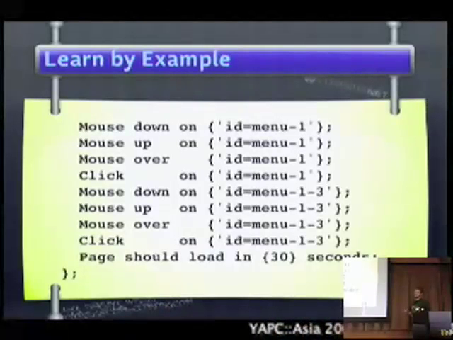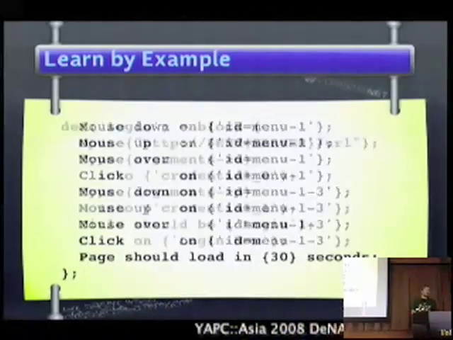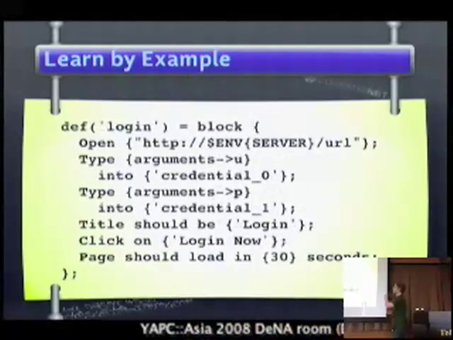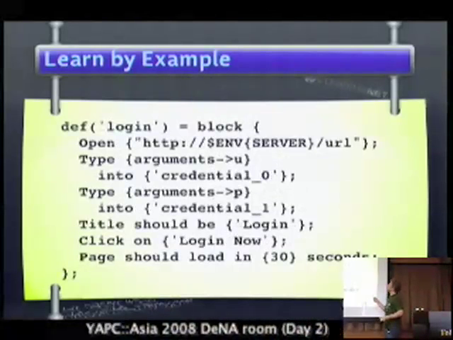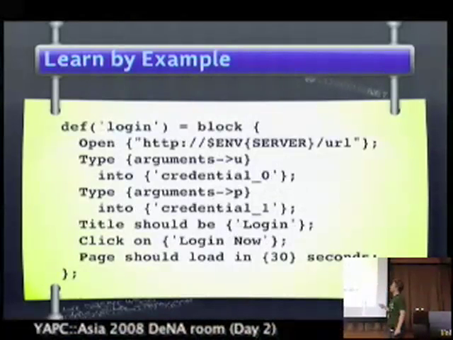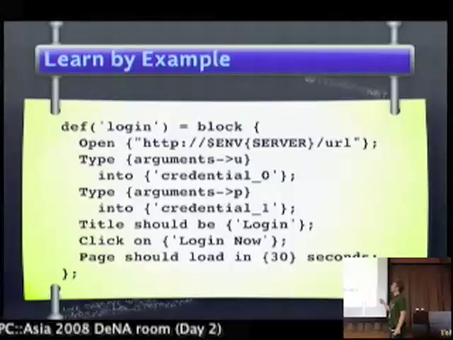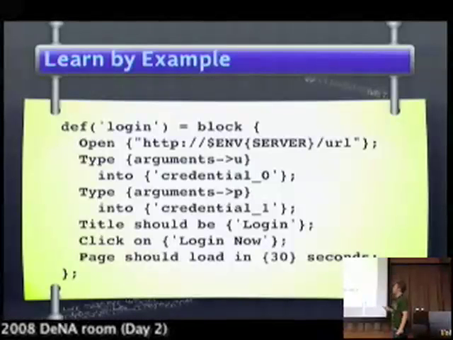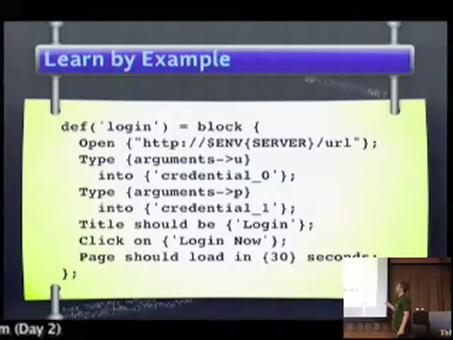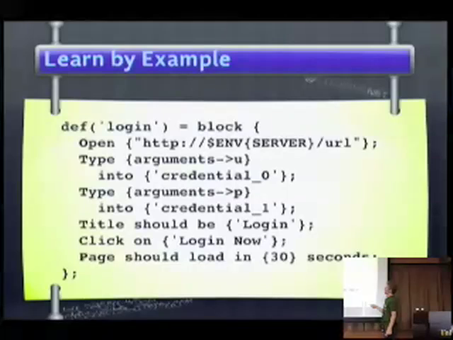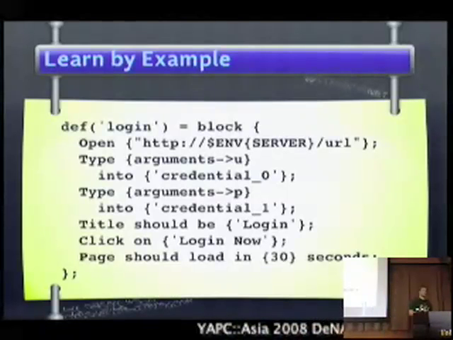So we saw the use of login, which is a macro, and it took arguments. In this particular case, we open up the particular server that we want to go to. Then we type the username into credential 0, type the password into credential 1. You can see this is just a function that we call with an arrow, and that gives us the argument. And I'll explain that in a little while. Then also, we check that the title should be login. We click on login now, and the page should load in 30 seconds.